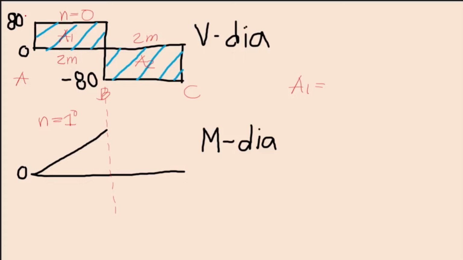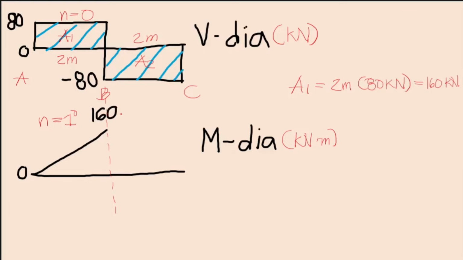Kasi diba, this is just rectangular. And so, this will be 2 meters times 80 kN. Again, yung unit ng V diagram is kN, or the unit of the load. And then, itong moment diagram will be kNm. Kasi diba, m times kN will give us kNm. And so, this will be 160. Yan. And so, this will be our value.